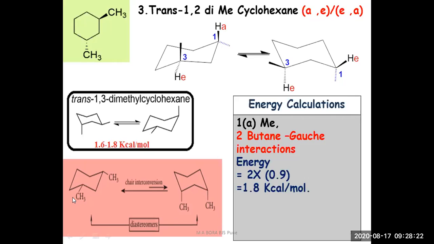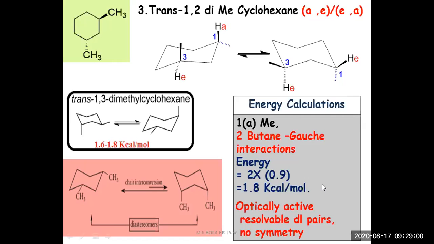If I compare this trans form, this is a cis diequatorial, this is a cis diaxial, and this is my trans form. You'll find that the energy of diaxial is highest among all the disubstituted cyclohexanes, and the diequatorial form is the most stable, whereas the trans 1,3-dimethyl cyclohexane lies in between the cis diaxial and cis diequatorial forms. So this is how we do the energy calculations.